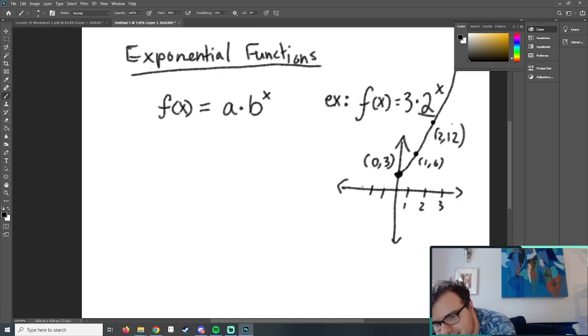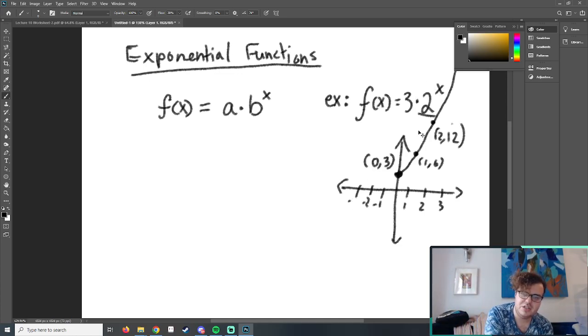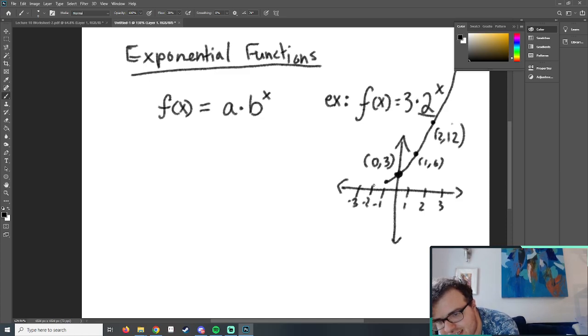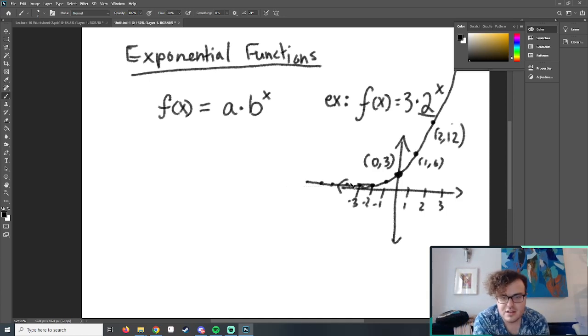And similarly, every time the x value decreases by 1, it's like I'm cutting this y value in half, right? Because, for example, 2 to the negative 1 power is 1 half. So you'd have 3 times a half, or like 1.5 down here. Then down here you'd have 3 times a quarter, or 3 quarters. You'd have 3 times an eighth, and so on. So as we go to the left, we're never going to quite reach 0, because we're just multiplying 3 by fractions, but we're going to get closer and closer every time. And so this is the general shape that exponential functions all have.